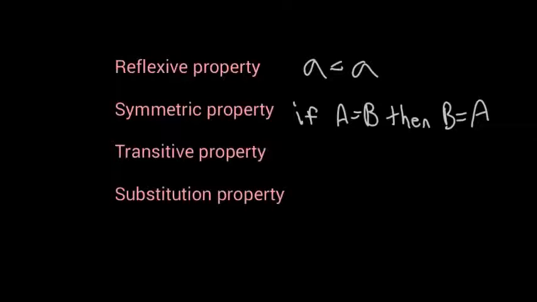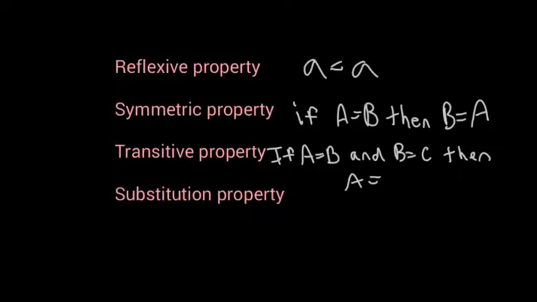The transitive property is if A equals B and B equals C, then A equals C. So you're taking two things that are true and making another true statement, making a conclusion. This is kind of like the law of syllogism that we did in the last video. And then the substitution property is if A equals B, then you can substitute in A for B.